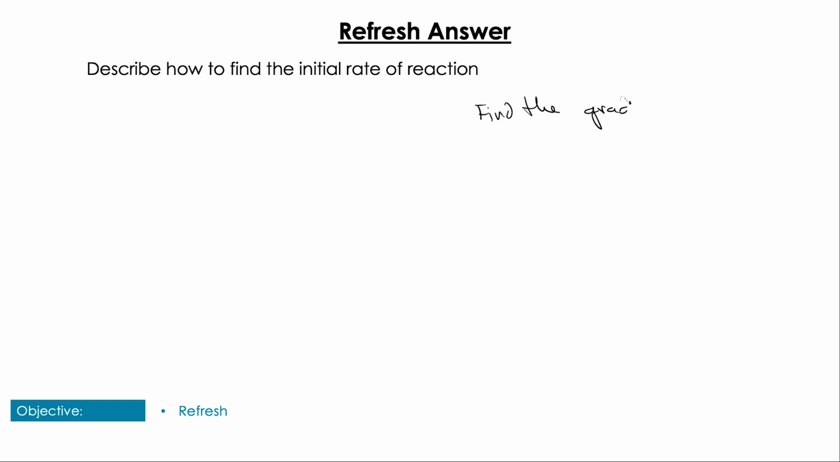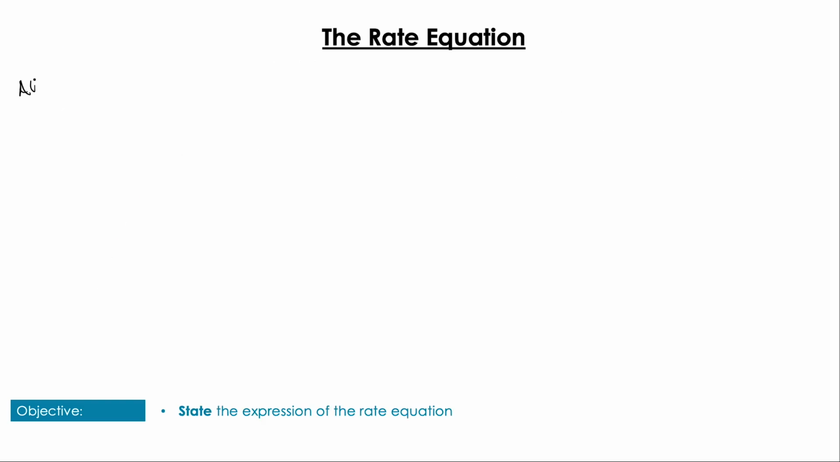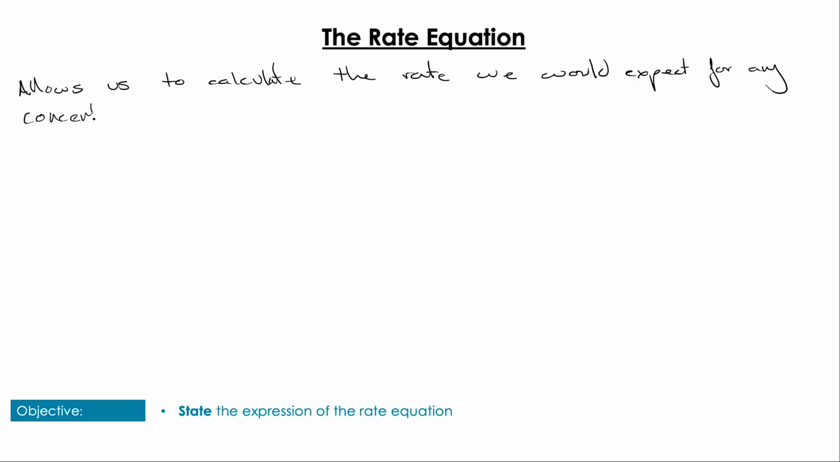So hopefully you remembered that to find the initial rate of reaction, we have to find the gradient of a tangent to the concentration time curve at time equals 0. So the rate equation basically allows us to calculate the rate at a given concentration of reactants without actually doing the experiment. And it also allows us to see the relationship between the different reactants and the rate of reaction.